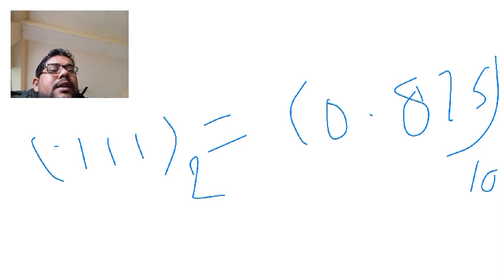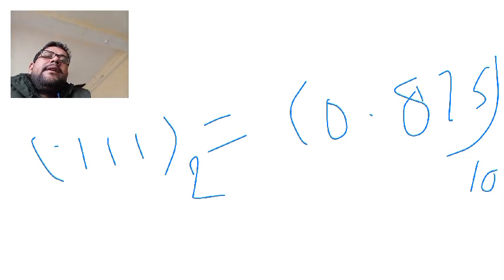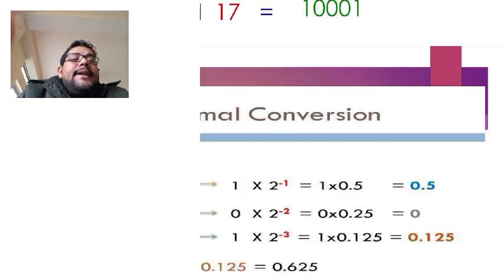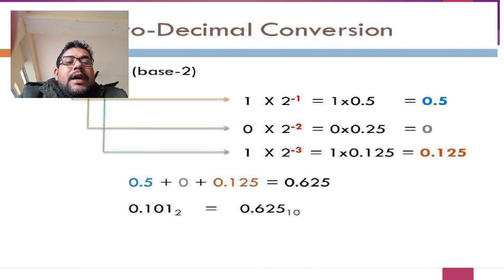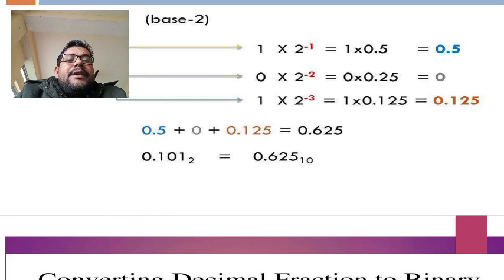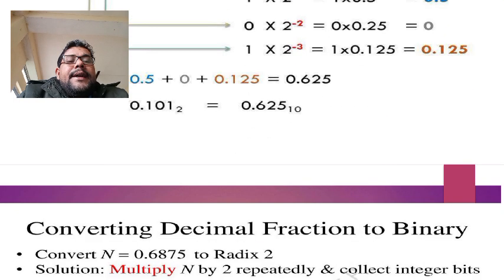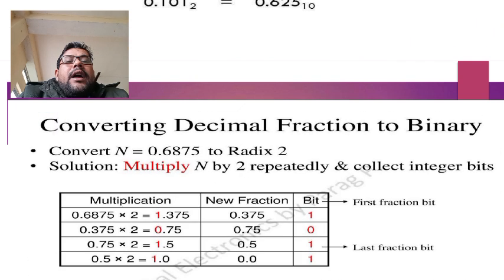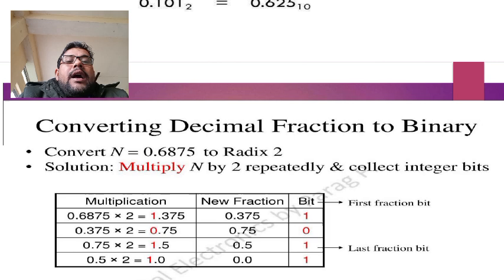This is the conversion of a binary number to decimal when the number starts after the point. So this is how it is converted. We have seen one example. Next we will see converting a decimal fraction to binary.